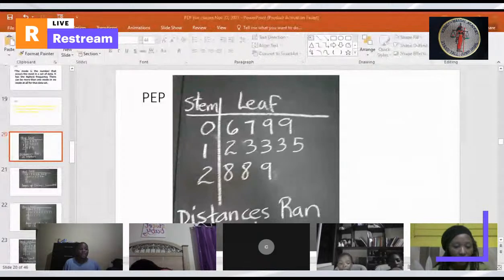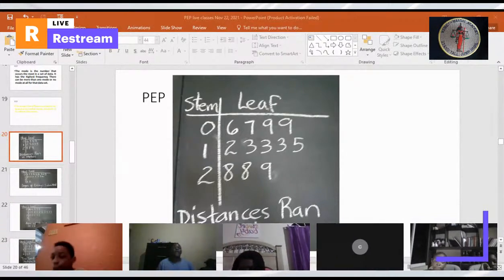Yes, miss. We're combining, you understand? Okay, we're combining the stems, the leaves, right? We're combining the stems with the leaves. And so let me run it through again.